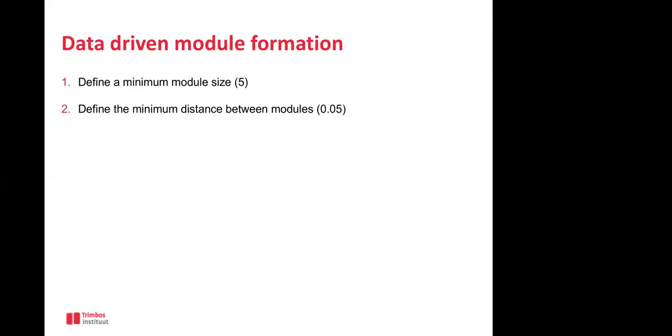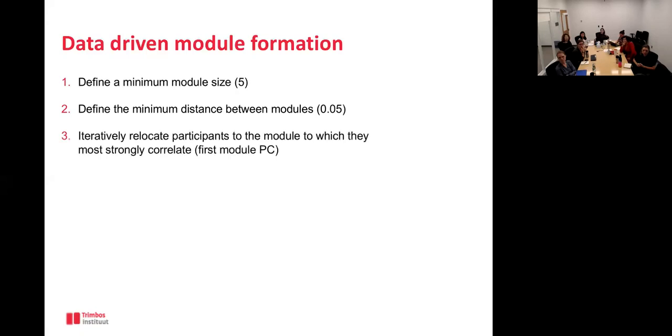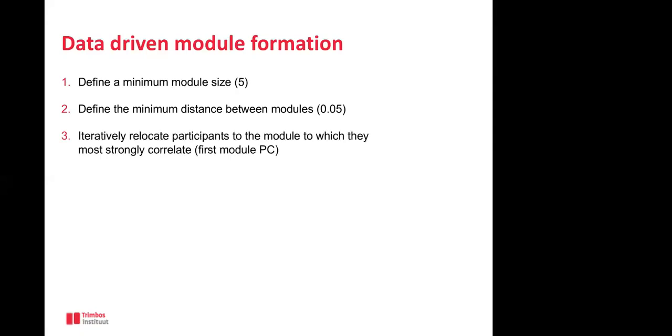And you need to define the minimum distance between these modules, which basically means how far these modules are from one another until we decide, no, these are fairly close, so we want them to be in a single module. So you get these clusters of modules or clusters of patients, from which you can now get the first principal component.